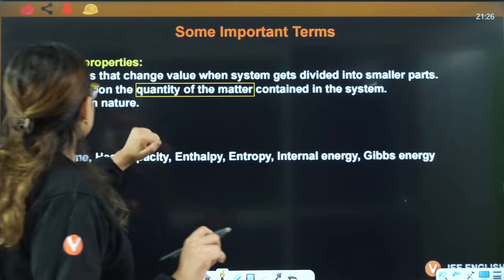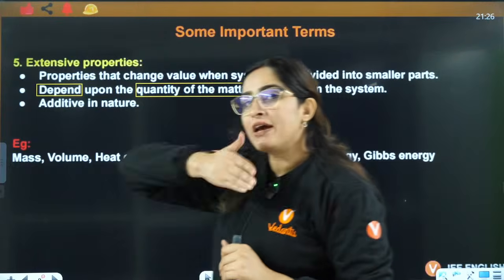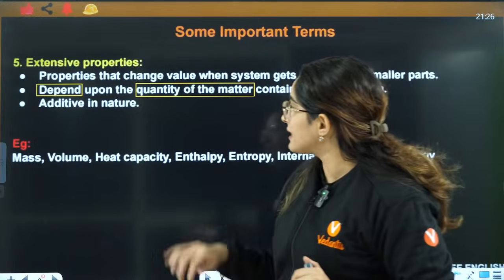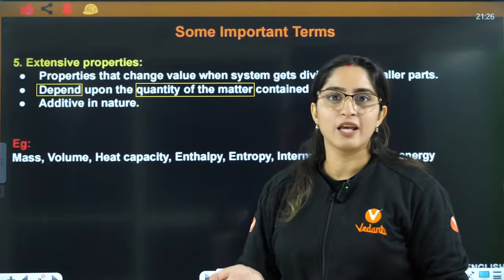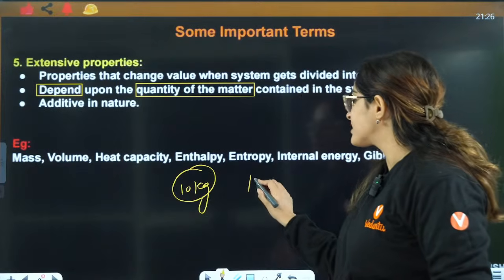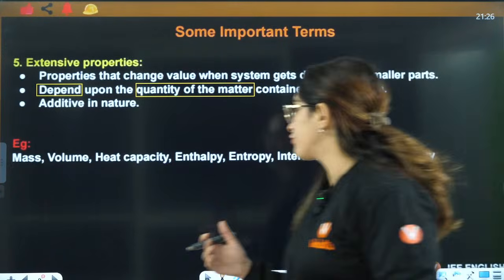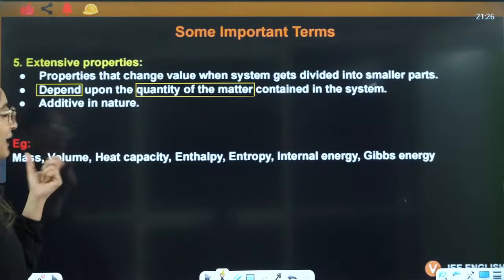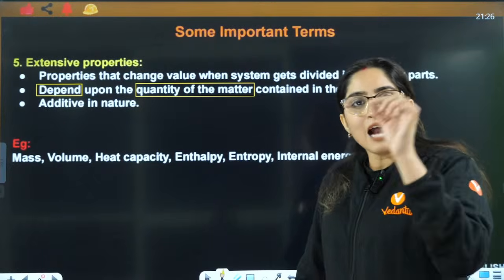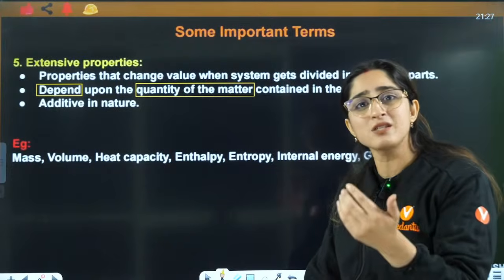If you talk about extensive properties, these are properties that change value when the system gets divided into smaller parts. When you divide the system into smaller parts, these properties will vary. How come? Mass, if you have, let's say, 10 kgs, that will have a different mass. If you divide it into 10 parts, then it will be 1 kg. So it is dependent on the mass. Volume will also be dependent upon the mass. It depends upon how much mass you have taken. 1 kg will occupy a different volume, 2 kg will occupy a different volume. So that depends upon the mass.